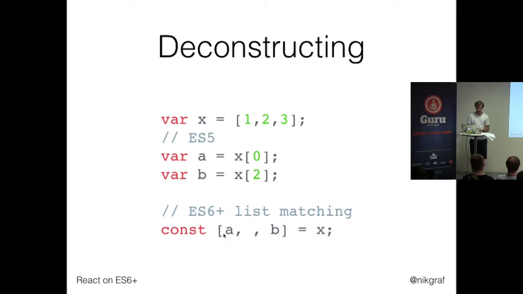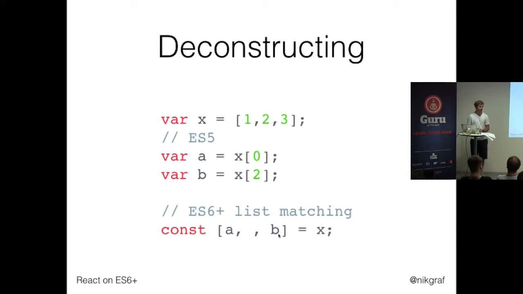That makes it clear that this is the pattern of the array. So if I have this array, I want to assign A, that is obvious, and A is mapping to the first entry. I don't care about the second entry, so I just leave it out. And I care about the third entry, which is my B. And then you will have A and B available the same way as you would have done it here.